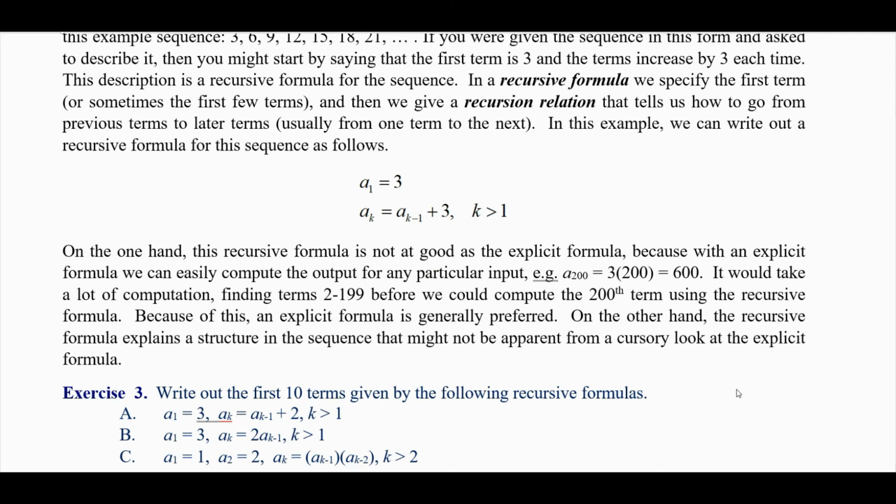So let's do an exercise. Write out the first 10 terms given by the following recursive formulas. a sub 1 equals 3, a sub k equals a sub k minus 1 plus 2 for k is greater than 1. That's the first one. For the second one, a sub 1 equals 3, and a sub k equals 2 times a sub k minus 1 for k is bigger than 1. And for part C, let's do this sequence. a sub 1 equals 1, and a sub 2 equals 2, and a sub k is a sub k minus 1 times a sub k minus 2 for k is greater than 2. Work these out yourselves and come back when you're done. Press pause now.